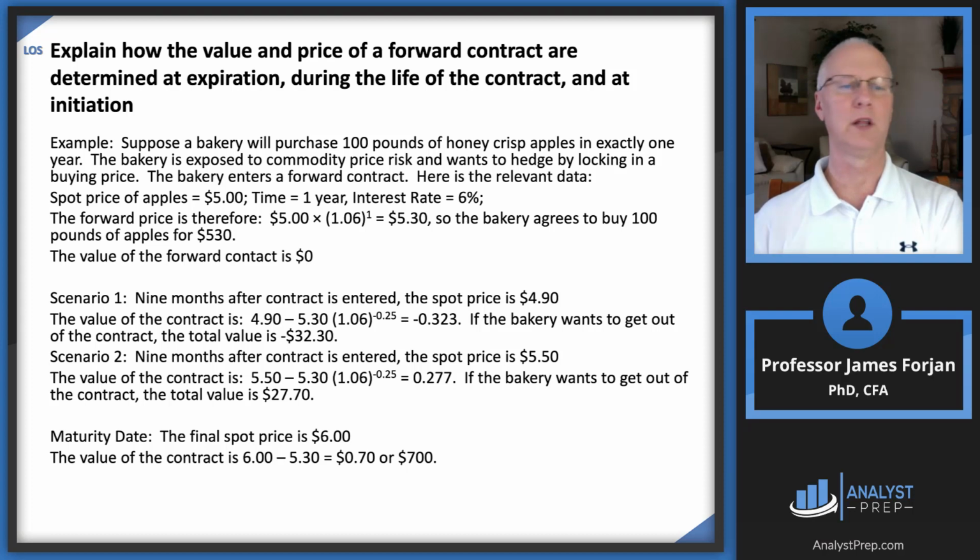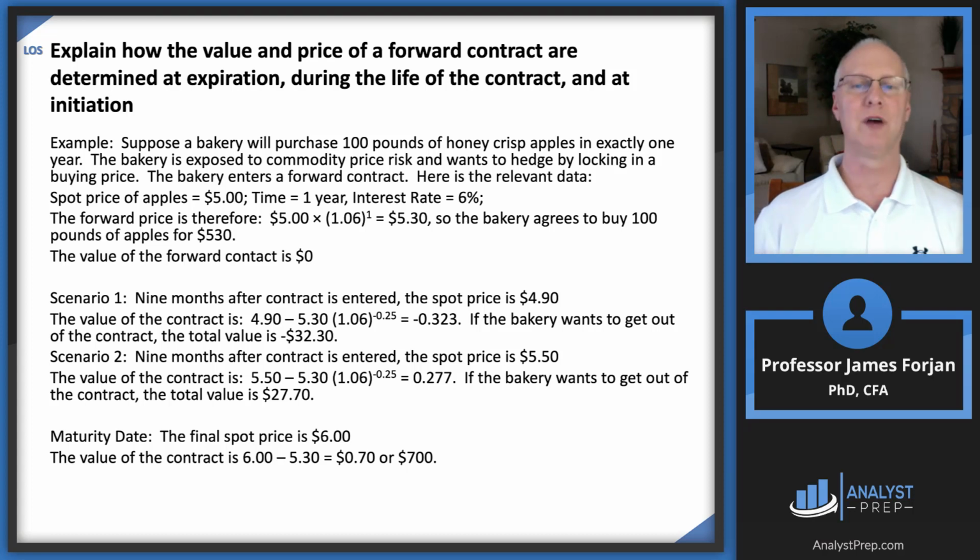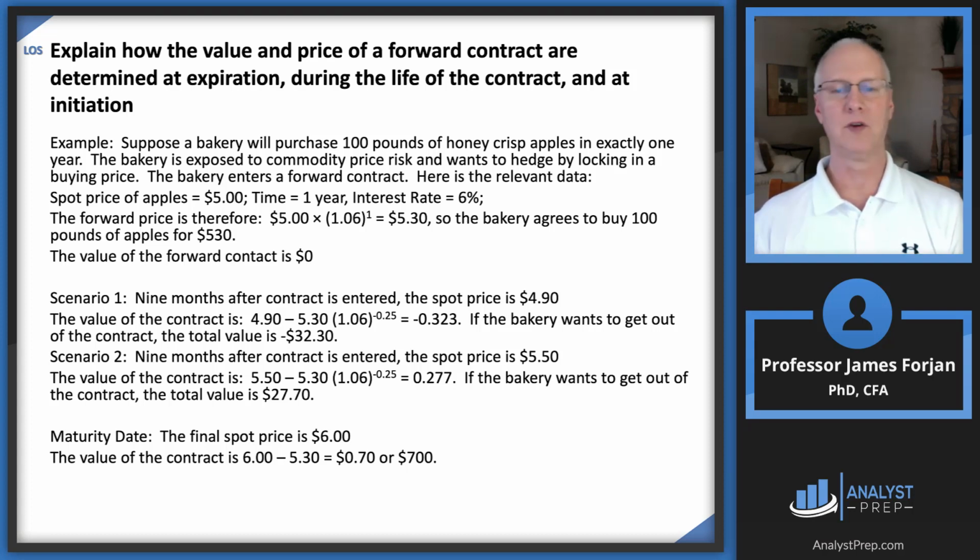And then just really quickly here, if we have scenario 2, if the spot price is $5.50, well, then the bakery is saying, oh my gosh, this is so cool. I decided to enter that forward contract. I only have to pay $5.30, but now the price is all the way up to $5.50. Thank heavens I entered this contract. And so the value there, doing the same kind of math, is 277. So the value of the contract is $27.70. And so if the bakery wants to get out of the contract, someone will pay him or her $27.70.